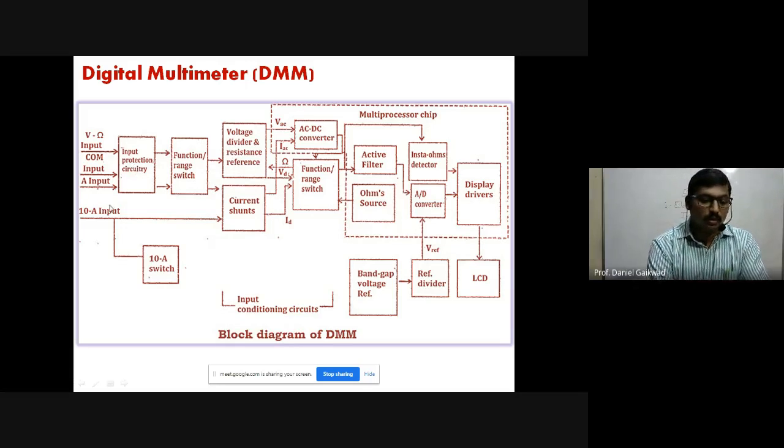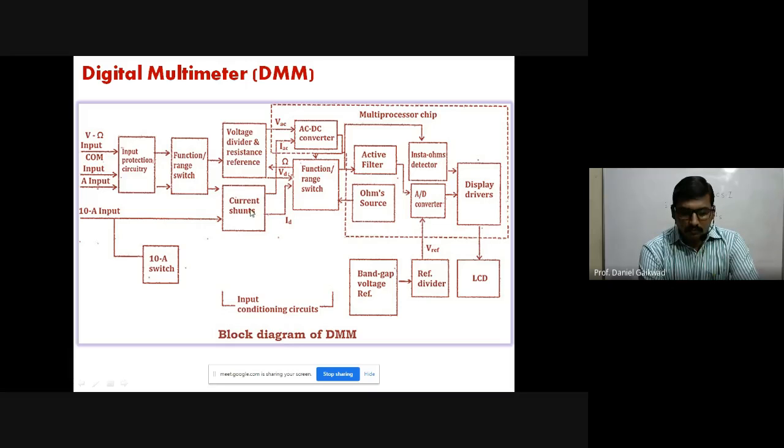The only difference is about the current. Current will flow from the input protection circuit, then function range, then current shunts. Now check carefully: for 10 ampere, we have the 10 ampere switch as a range selection. This current will be shunted here. If we have to measure 5 ampere current, the 5 ampere current doesn't flow directly through all the blocks. If 5 ampere current flowed to the blocks, the circuit may get damaged.